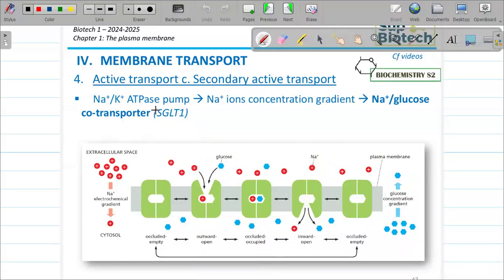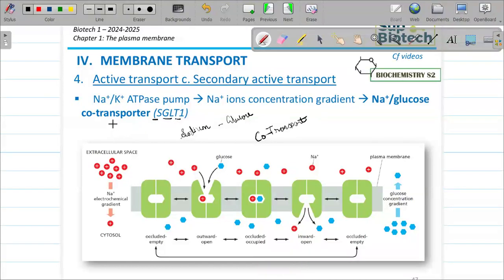S stands for sodium, G stands for glucose, T stands for transport, and L is for it's a co-transport. Sodium-glucose transporter 1 protein.